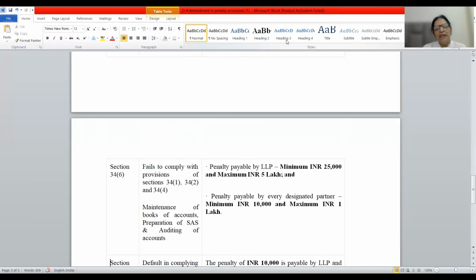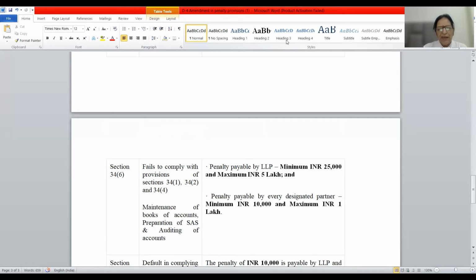Every LLP has to maintain the books of accounts. Every LLP has to prepare the statement of account and solvency, and the accounts are to be audited. If the LLP crosses that limit, then in that case the penalty is penalty payable by every designated partner. Minimum is 10,000 and maximum is rupees 1 lakh. So separate penalty has been laid out for both minimum and maximum. Minimum and maximum for LLP, and minimum and maximum for designated partner.